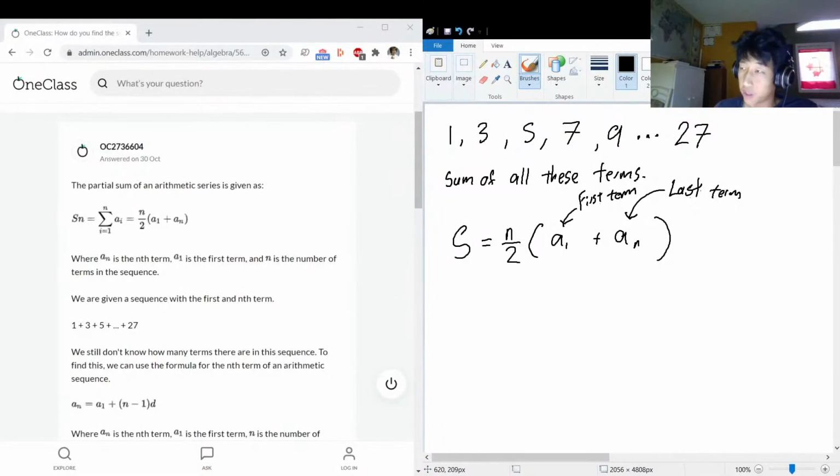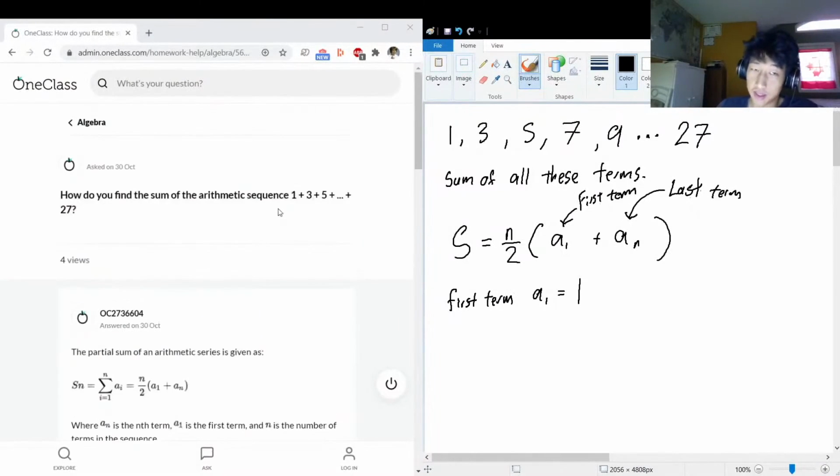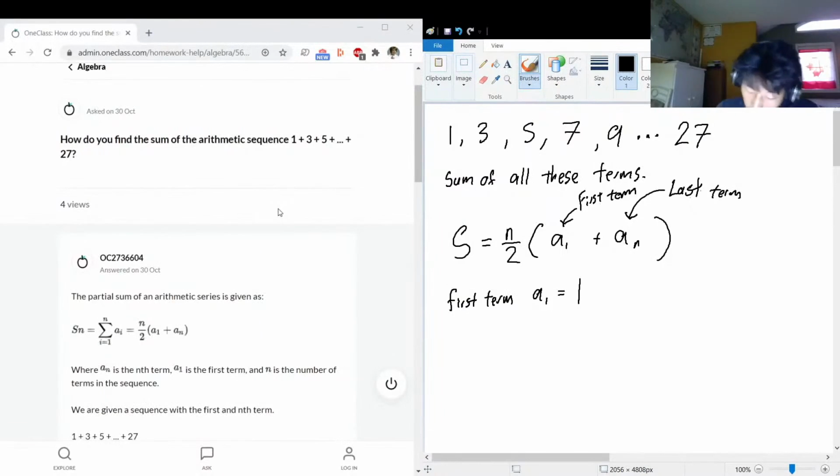Now, let's list out what do we know about our terms. So we know that our first term, a1, is equal to 1. Our last term, in this case, we can clearly see that it's 27, but it's not always going to be the case. The key thing about an arithmetic series or sequence is that you're always adding by the same number every time. In this case, it's plus 2, plus 2, plus 2.